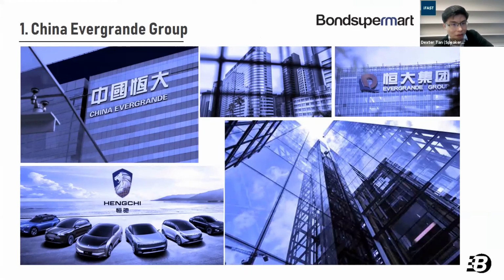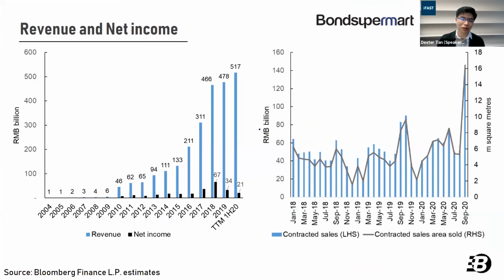This name is, I think, a famous name. If you read the news, China Evergrande is often mentioned. It's actually one of China's largest real estate developers. I would say the largest, if not the second largest. If you look at the revenue, it has been increasing over time. So here it's still growing. China Evergrande has increasing revenue. Its net income is still positive. As of the trailing 12 months ending June, there's about 21 billion renminbi of net profit.